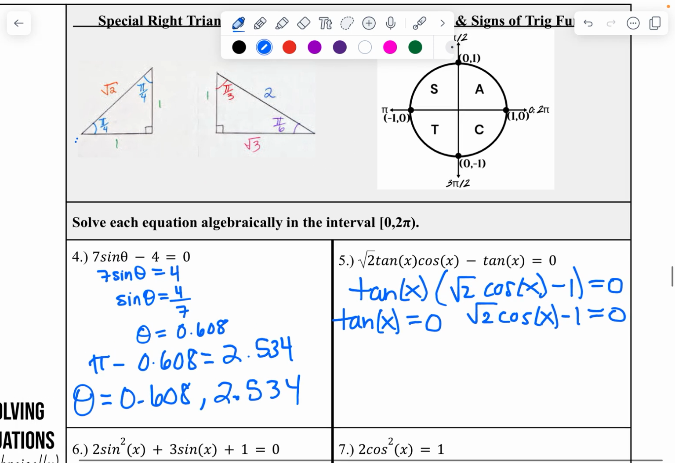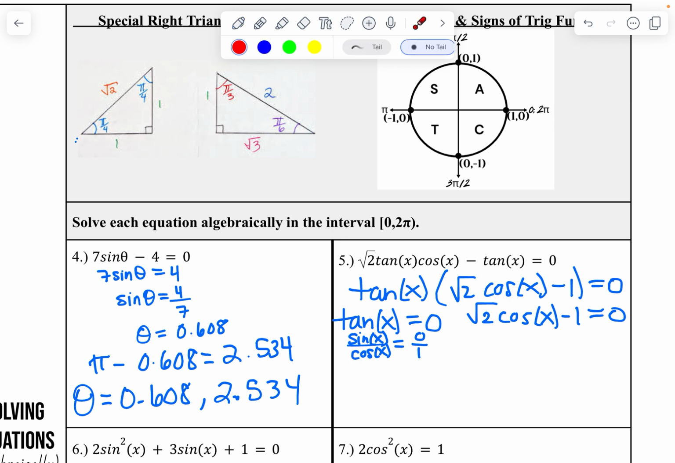So if we focus on solving this first equation, tangent of x equals 0. Well, in order to get 0 for the tangent, remember tangent is sine of x over cosine of x. So to get 0, we would need a sine of 0 and a cosine of 1, or -1 would work for the cosine as well. So it's going to be here or here. If we take 0 divided by 1, we'll get 0. If we take 0 divided by -1, we also get 0. So that tells us the tangent of x equals 0 when x equals 0 or pi radians.